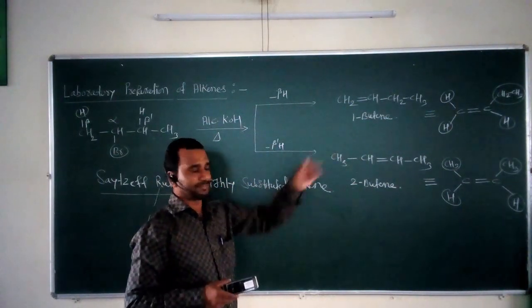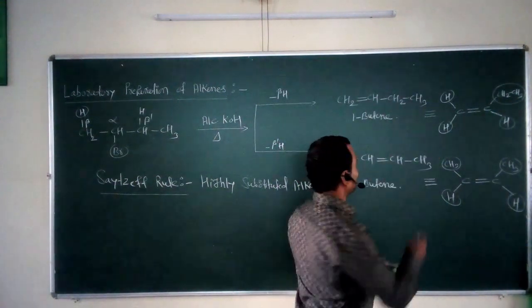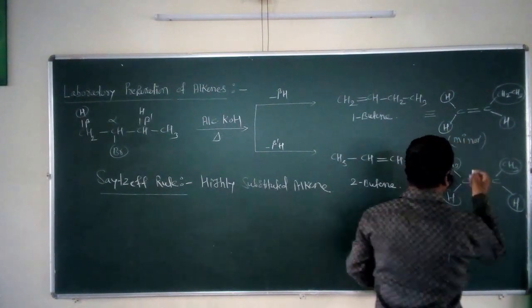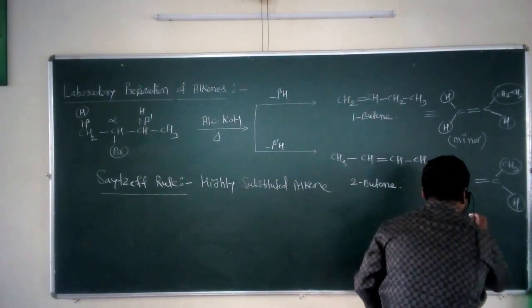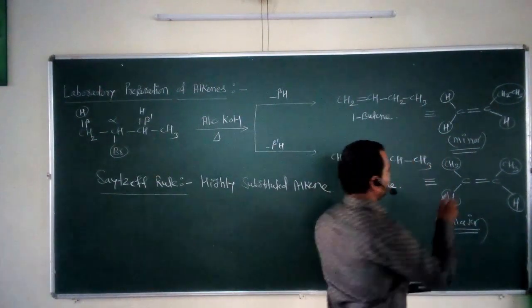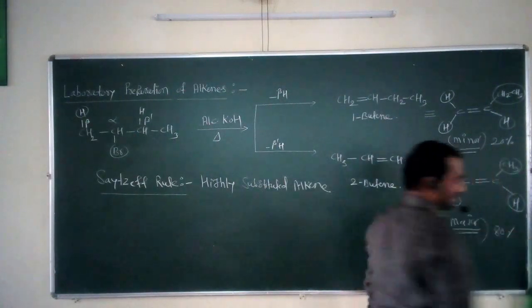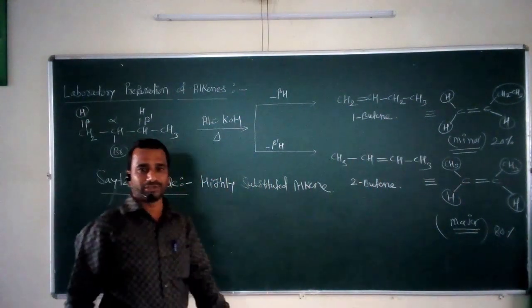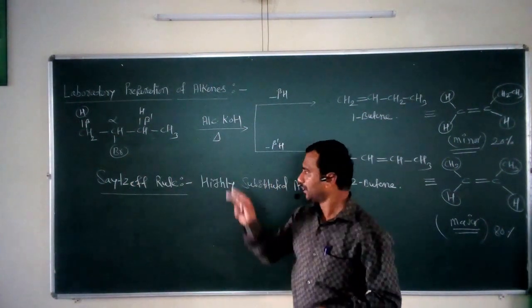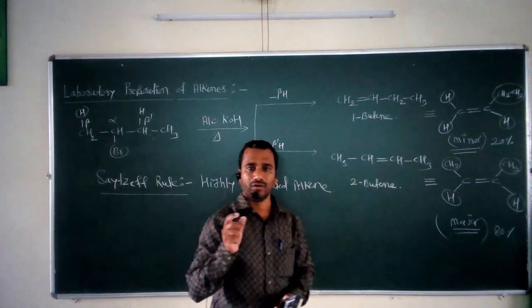So if we apply this rule to these products, what happens? The first product is the least substituted, and that's why it is called the minor product, and this second product is called the major product. This is obtained in 20%, and this is obtained as 80%. So this is a very simple rule called the Saytzeff rule, and this rule is important whenever such a choice is there, or whenever two types of beta hydrogens are present. We get a mixture of products.